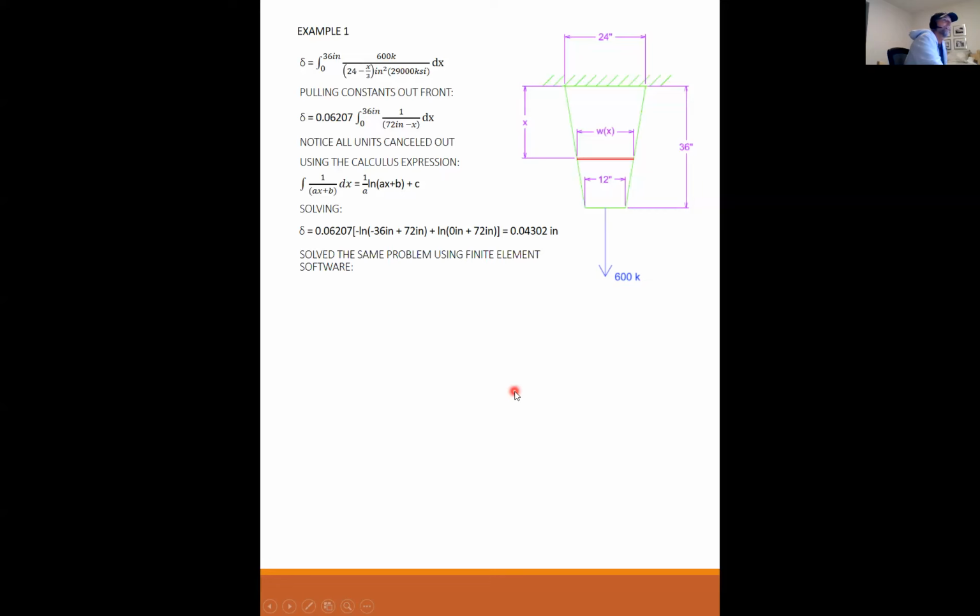All right, so now here's the interesting part about this problem. This is the answer, 0.04302 inches. But here's the interesting part: this oddball shape, with a material with a 29,000 KSI modulus of elasticity and 1-inch thickness, I can solve directly with software on my system, without using integrals or mechanics of materials principles. I can just draw this in, put 600 kips on it, and have it solved.